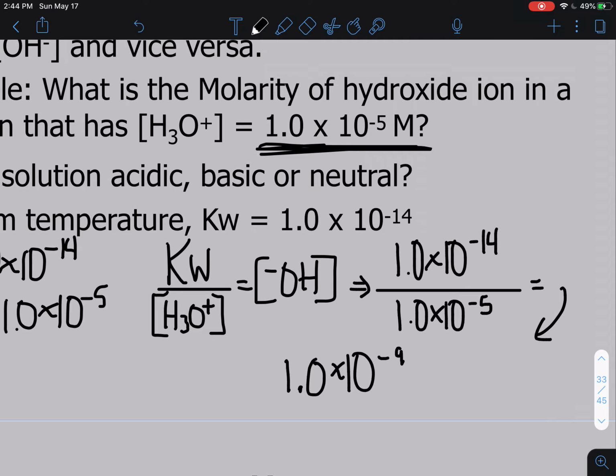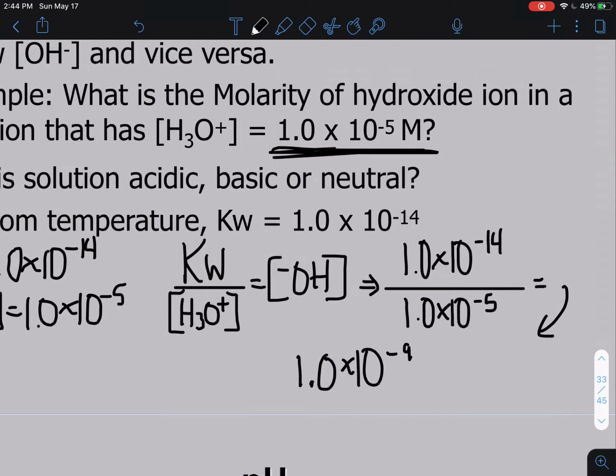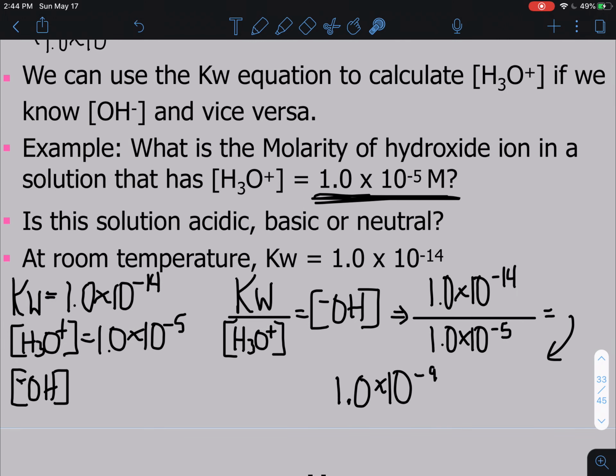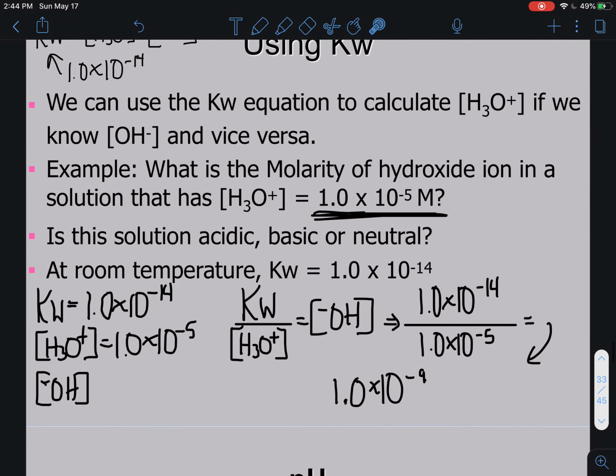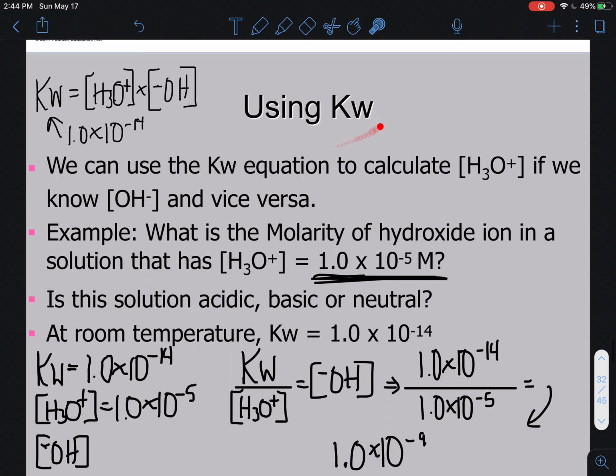So again, all we have to do is rearrange and solve for our unknown variable. Anytime you have to solve for the concentration of hydroxide versus hydronium ions, you're going to use KW, this proportionality constant, and this equation right here, and KW is always going to be equal to 1.0 times 10 to the negative 14, okay?